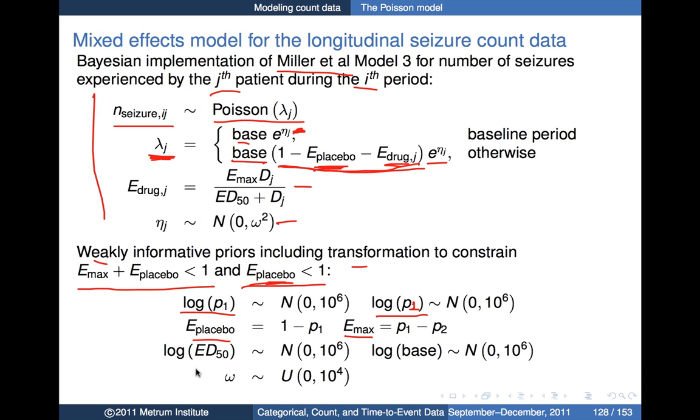And then finally, I've got weakly informative priors for everything else here. We've got log normal for ED50 for our baseline, and then a fairly broad uniform here for our inter-individual variation on our lambda term.